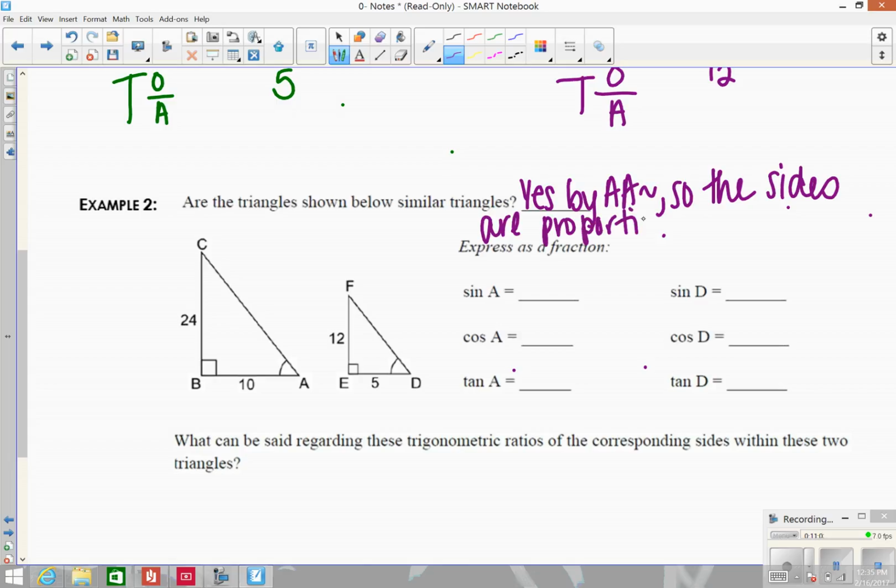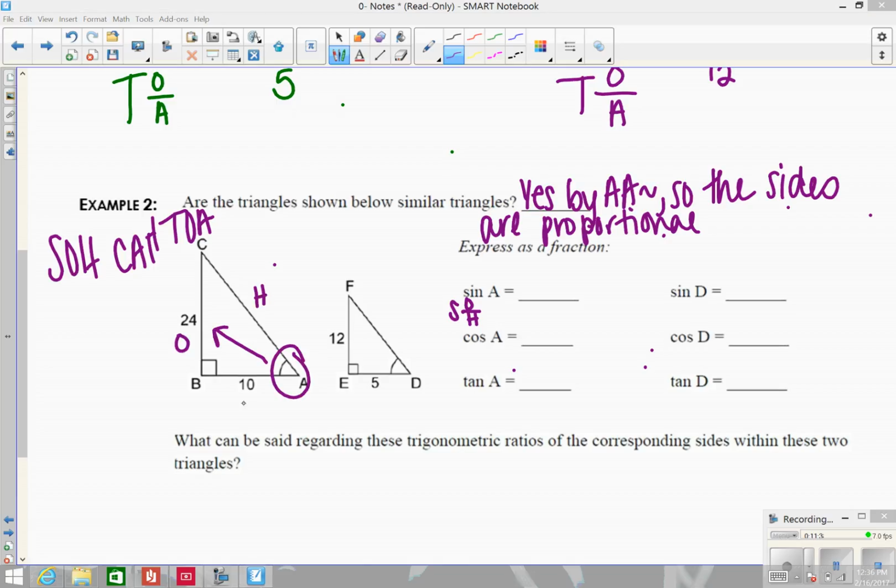Which means if I take the same ratios of one triangle, they should be equal to the same ratios of the other triangle. Meaning, if I do sine, cosine, and tan of one triangle, it should equal sine, cosine, and tangent of the other triangle if the angles are congruent. So I'm going to write SOHCAHTOA down. For sine, sine is O/H. So opposite. If I look at A, my opposite, here's my hypotenuse, here's my adjacent.